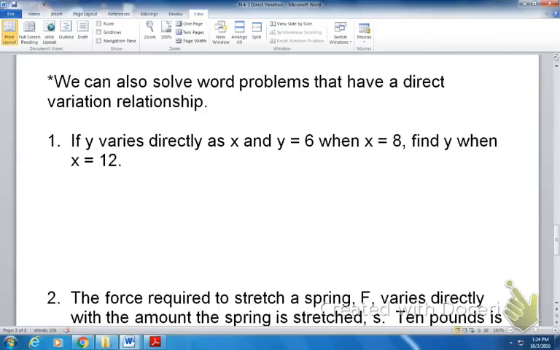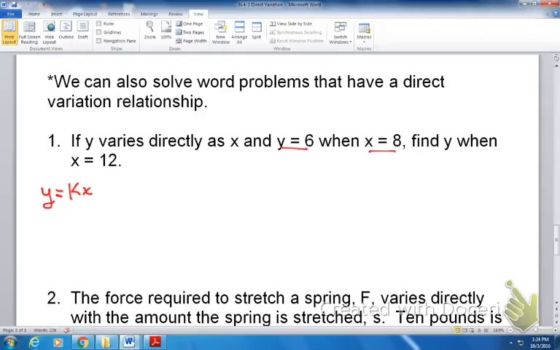We can also solve word problems, so I know you're excited about that, that have a direct variation relationship. It says if y varies directly as x, that's that phrase that we saw in the first one, and y equals 6 when x equals 8, we need to find y when x equals 12. So we're going to start off with our base equation, y equals kx. We need to find k, but luckily they gave us a pair. We know that when y equals 6, x equals 8.